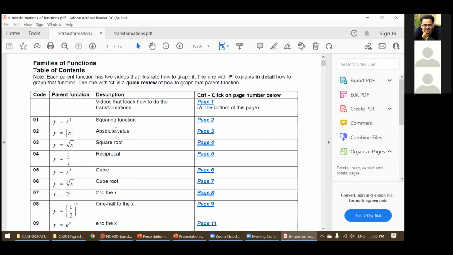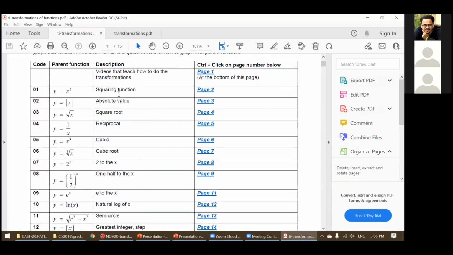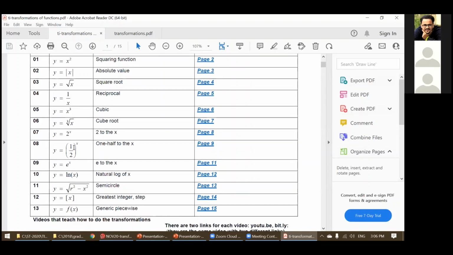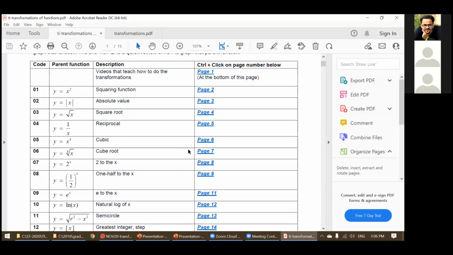You can see the very basic functions here that I was talking to you about: the quadratic, absolute value, square root, the reciprocal, cubic, cube root, the exponential, right? And when the base lies between 0 and 1, when the base is e, ln x, then you have the semicircle, the greatest integer function, and the generic piecewise function. There are also step-by-step videos here which will take you through every process.